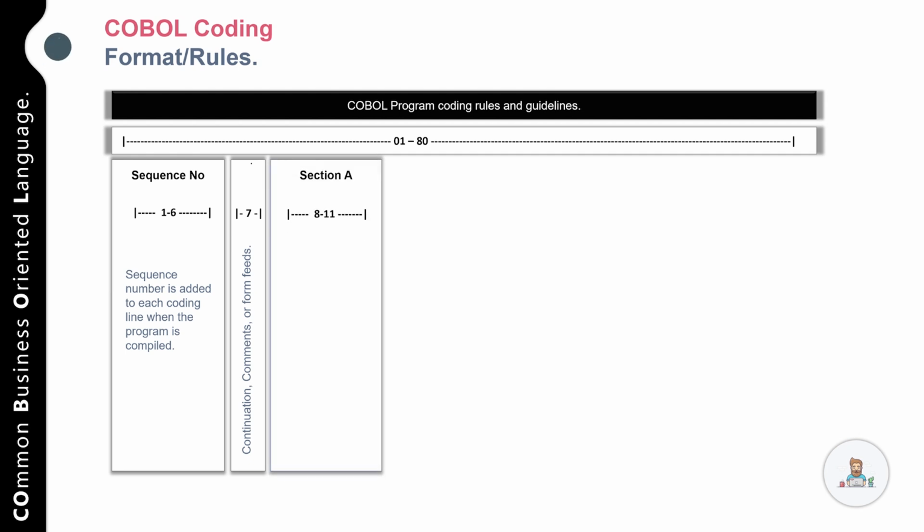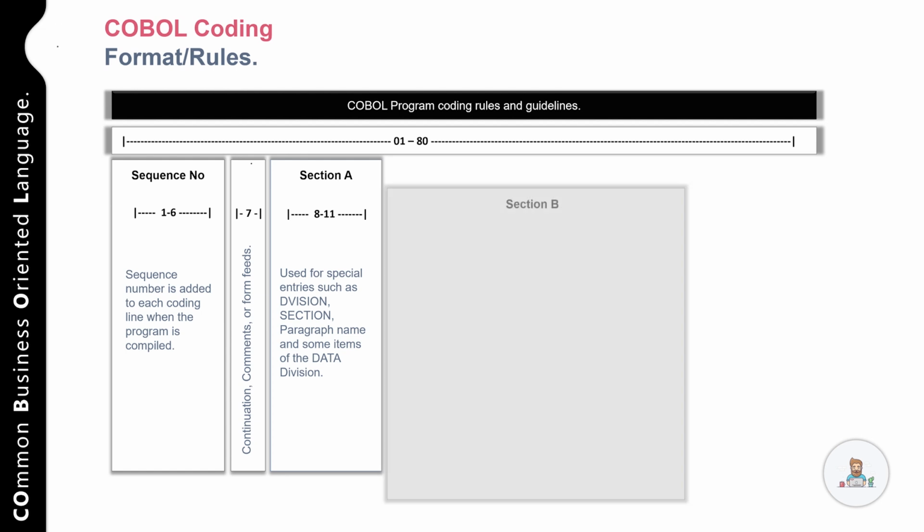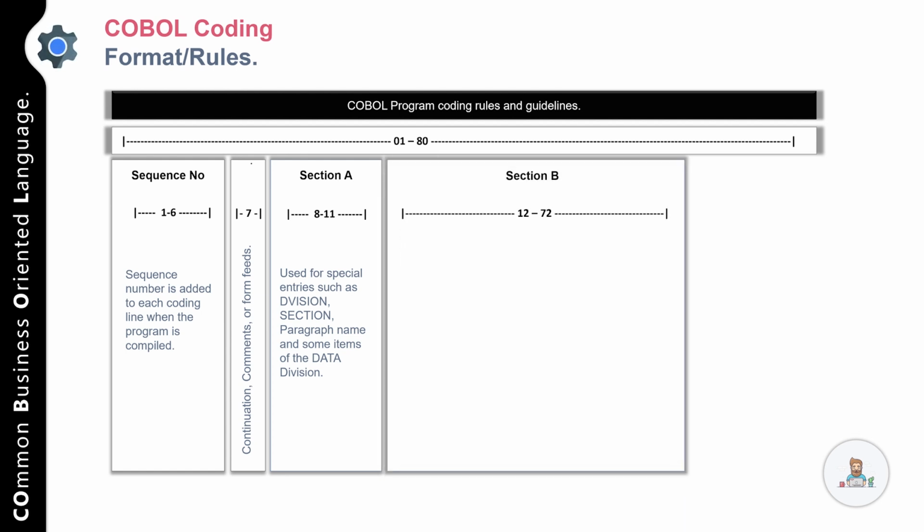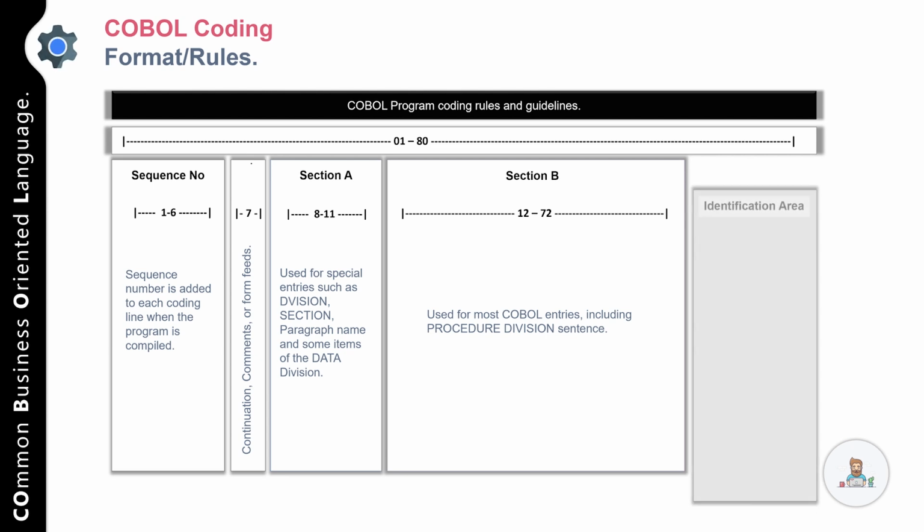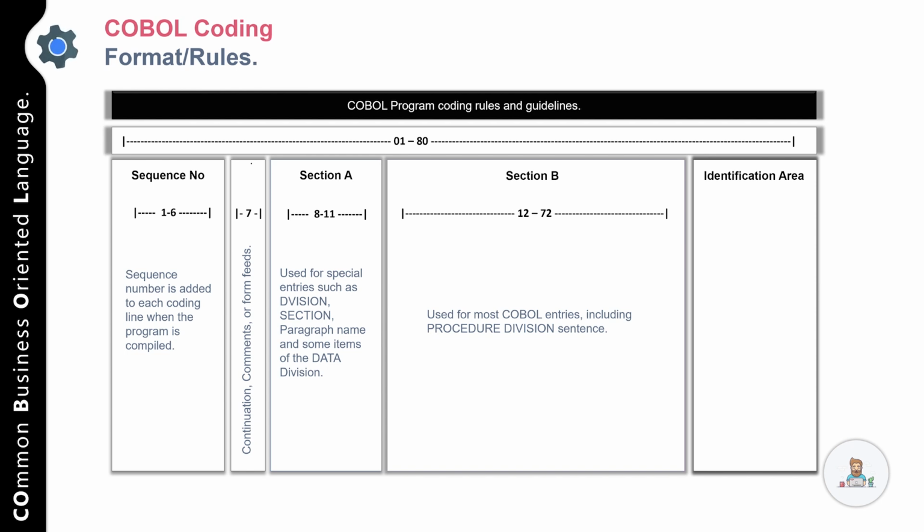Positions 8 to 11 are termed Area A, and are generally used for special entries such as divisions, sections, paragraph names, and some items of the data division. Then you have positions 12 to 72, termed Area B, which is generally used for most of the COBOL entries, including procedure division sentences. Then you have positions 73 up to 80, called the identification area. These positions were originally used to identify a program, but they are not used anymore today.